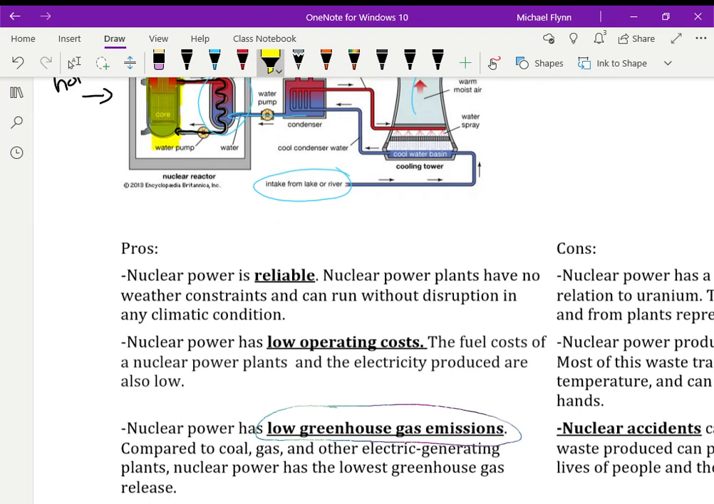Now, what are the pros? What are the advantages of nuclear power? Actually, there are several. Number one, it's reliable. Now, what that means is it's available anytime you need it on demand.